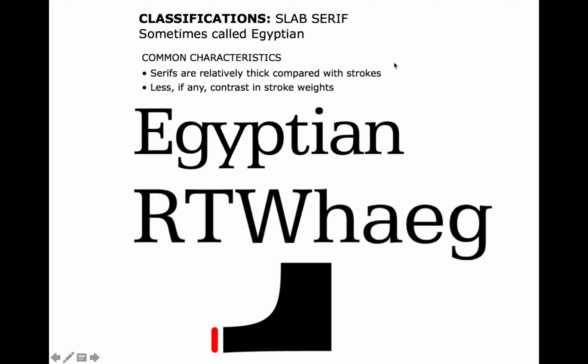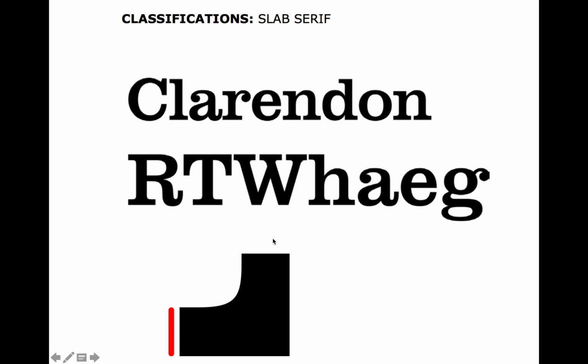Now slab serifs were sometimes called Egyptian. The common characteristics of a slab serif are serifs that are relatively thick compared with the strokes. They had less, if any, contrast in stroke weight. So most of the letters were the same width all the way around. So you see a little bit thicker serifs here. Clarendon is one of a slab serif as well, and you can see those characteristics there.